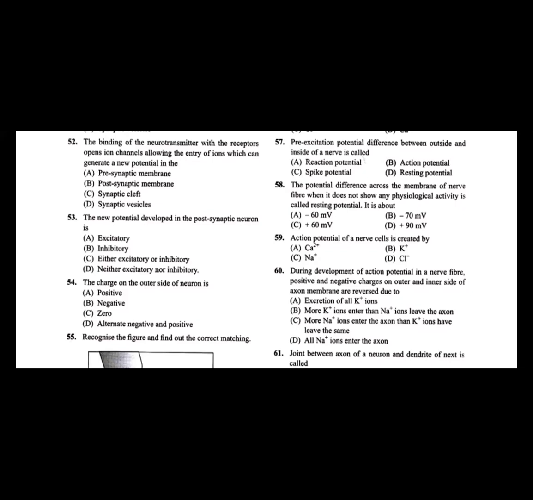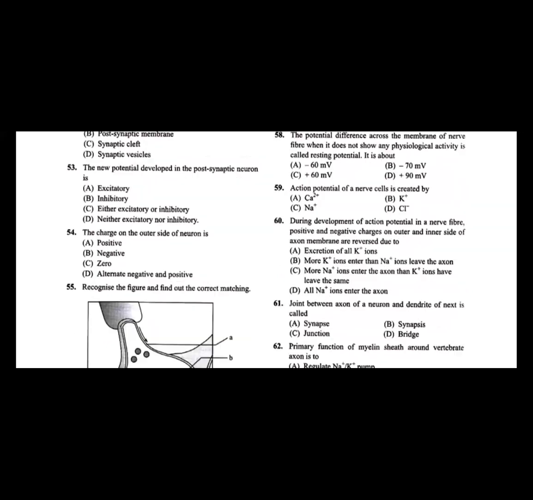Now, question number 54, students: the charge on the outer side of the neuron during conduction. The charge on the outer side of the neuron is positive, as I said earlier. In the resting potential, the exoplasm or exolemma will always be positively charged on the outer side due to more sodium ions, and negatively charged on the inner side due to potassium ions. So for question number 54, the charge on the outer side of a neuron is positive.